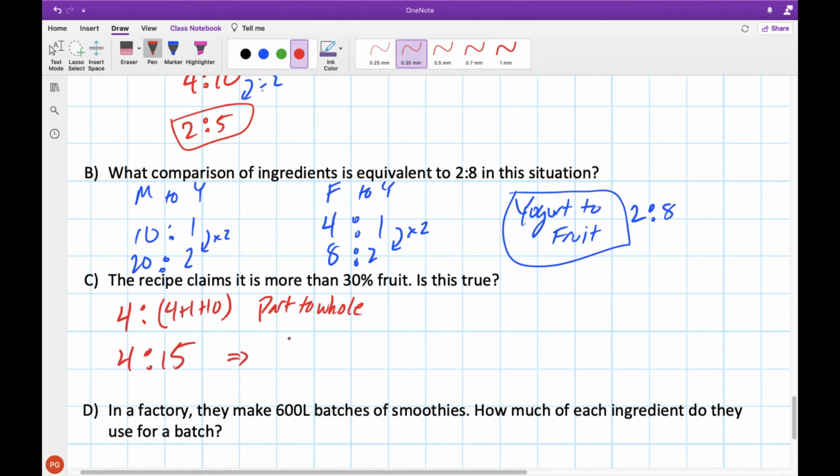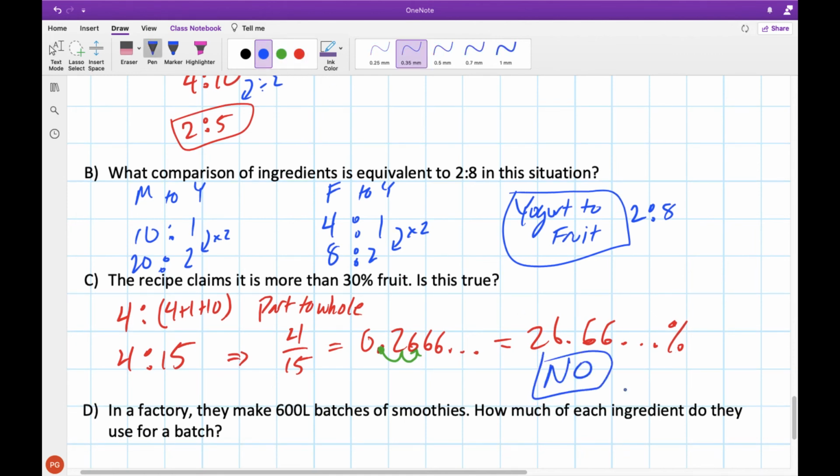As a fraction, this would be 4 over 15, which we can divide to get a decimal. We'll get 0.26666. And if we want to get this as a percentage, going from decimal to percent, we move our decimal 2 times to the right, and we'd get 26.66%, which is definitely less than 30%. So is this true? The answer is a resounding no.